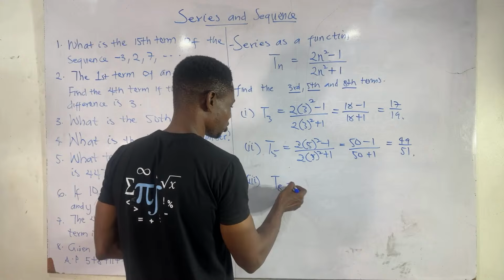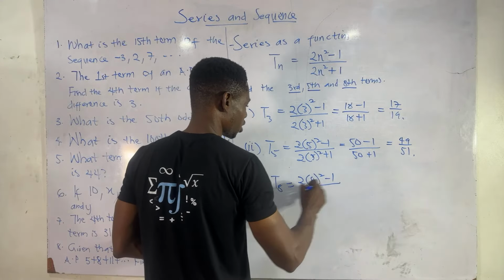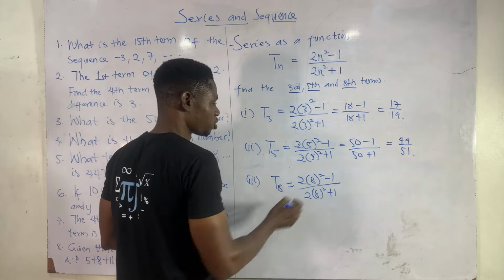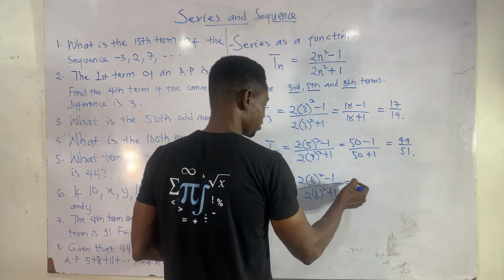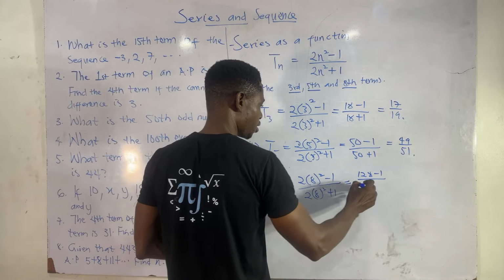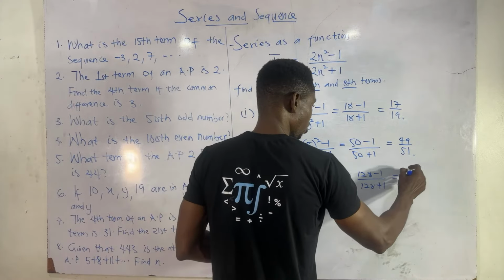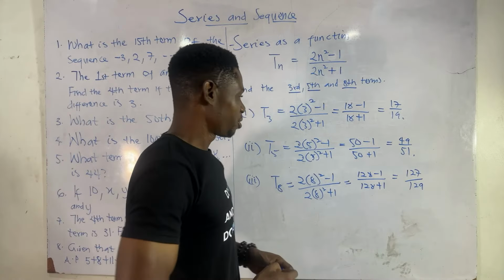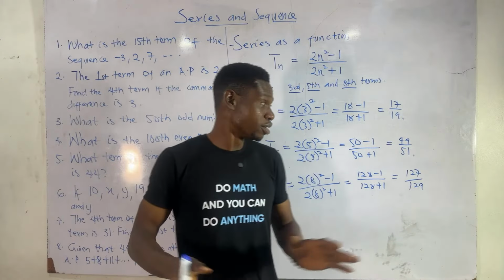So let's just show that. We'll have 2 into 8 squared minus 1 over 2 into 8 squared plus 1. So 8 squared is 64, right? 64 times 2 is 128. So we have 128 minus 1 over the same thing, 128 plus 1. So we have 127 over 129. So correct. Those of you who gave us this answer, beautiful. So you are following very well.